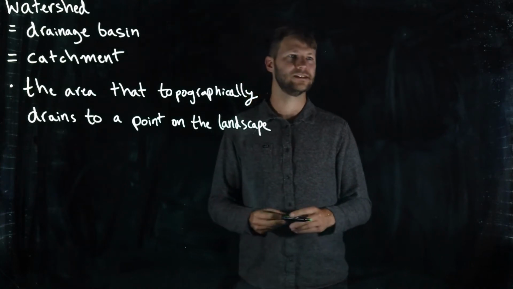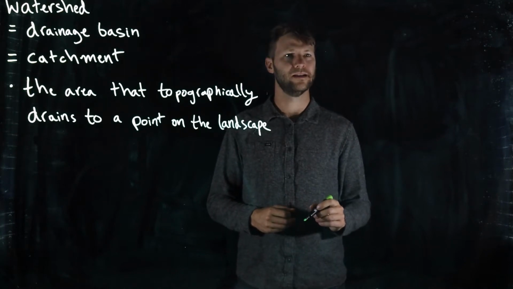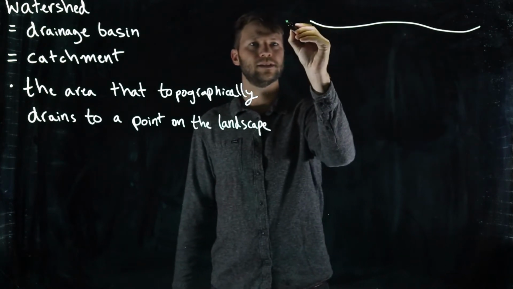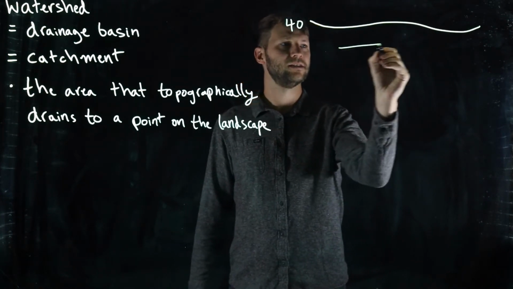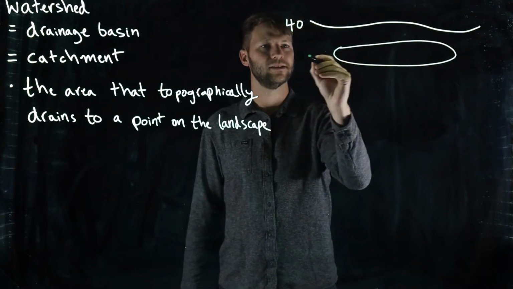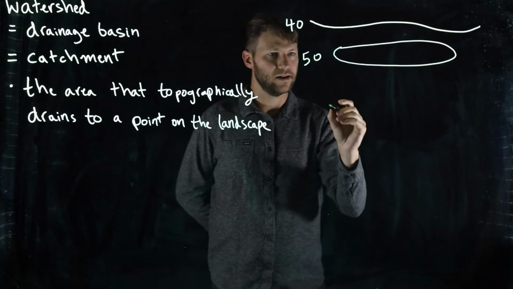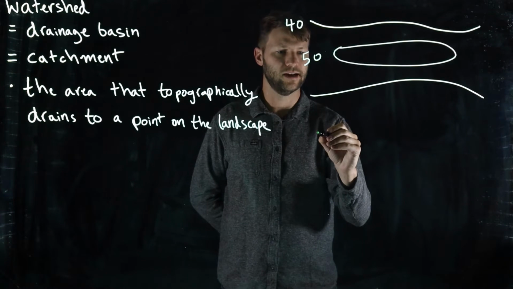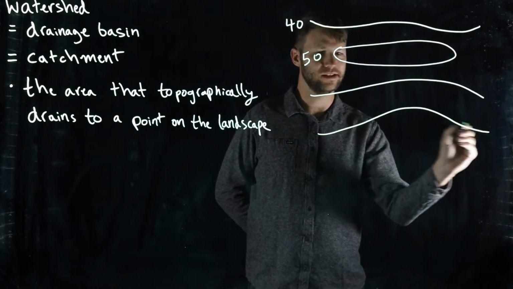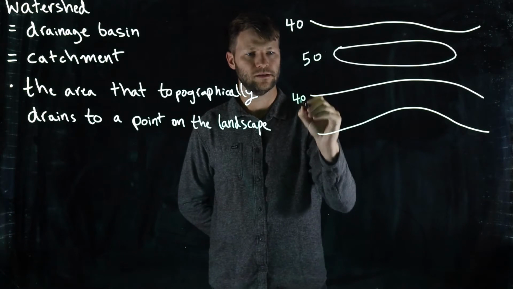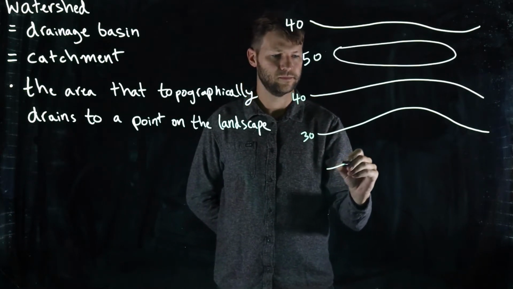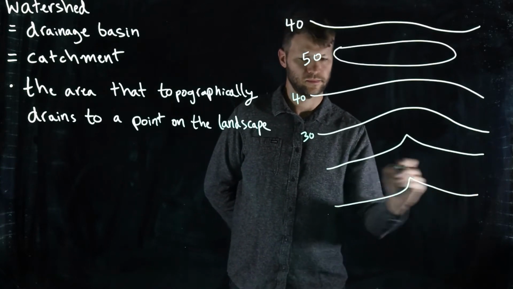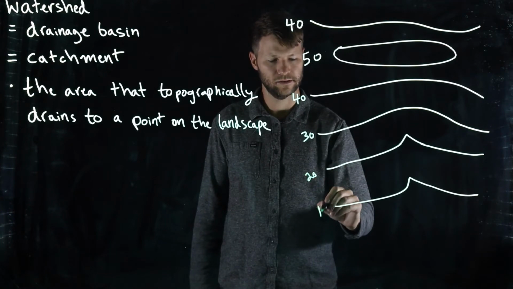So let's consider that you're looking down at a map, and this map has contour lines on it. Say this one is 40 meters of elevation. This is a little hilltop here, maybe at 50 meters. Here's another one here. And again, a contour line is a line of equal elevation.